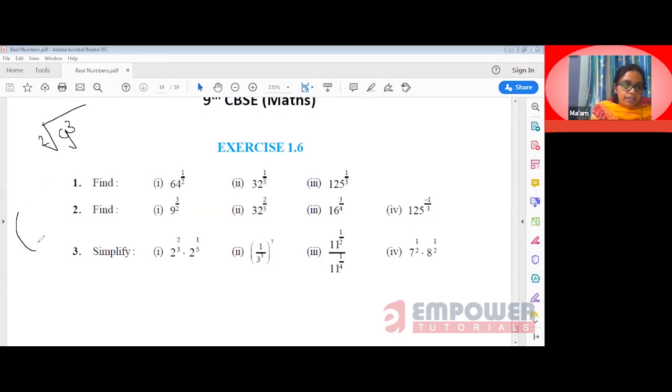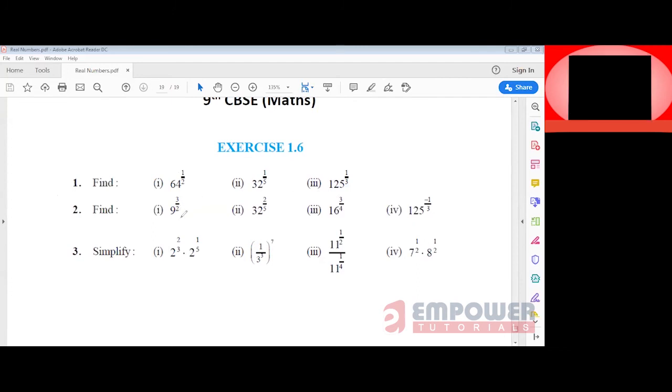So wait, you can write it in this form. So this is 9 and this raised to 1 upon 2. So this will be 9 into 9 into 9. This will come under square root. Okay? Everyone understood? So square root of 9 will be 3. 3 raised to 3 will be how much? 27? Yes?